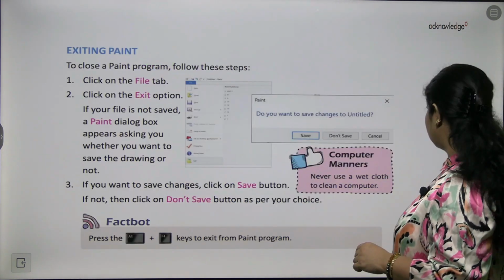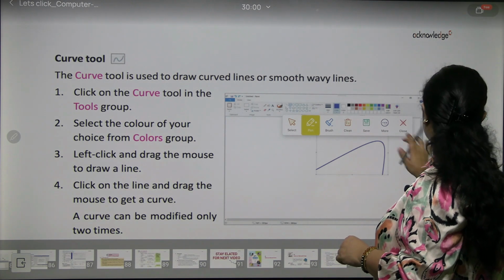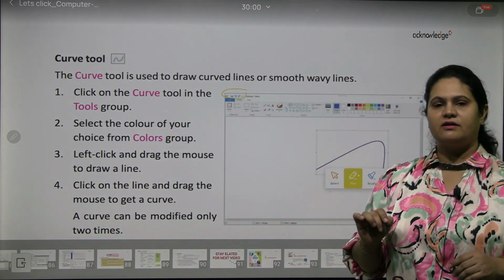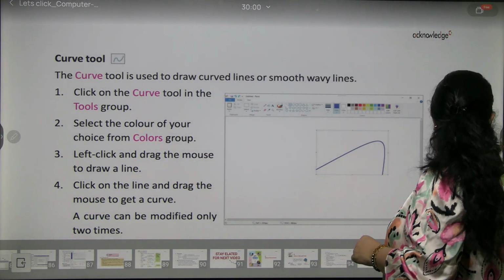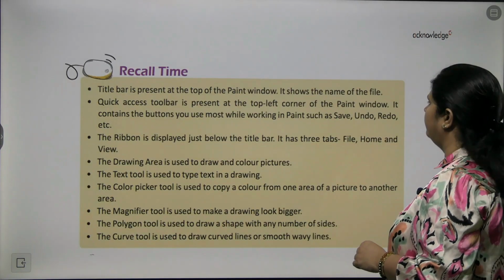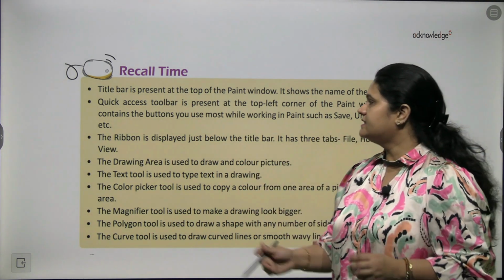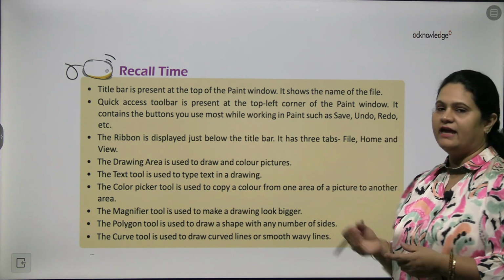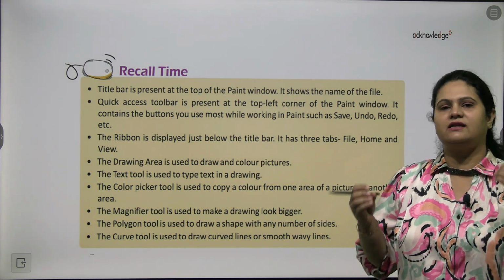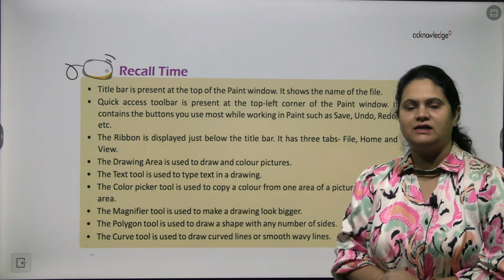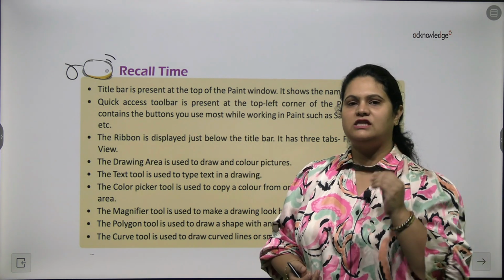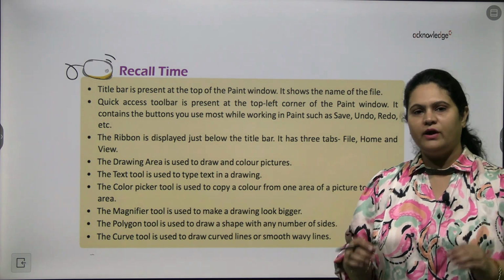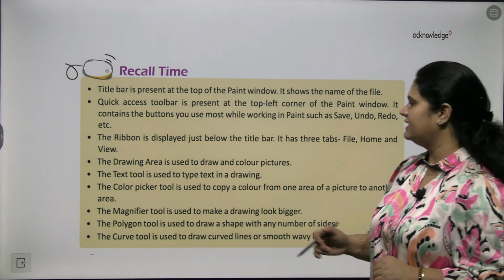Let me show you the Quick Access Toolbar. This is the Quick Access Toolbar, right? And what all does it contain? It contains the buttons you use the most, right? Save, undo, redo. These are the buttons that you most frequently use. So these are there on the very top left corner, and it is known as the Quick Access Toolbar, right?